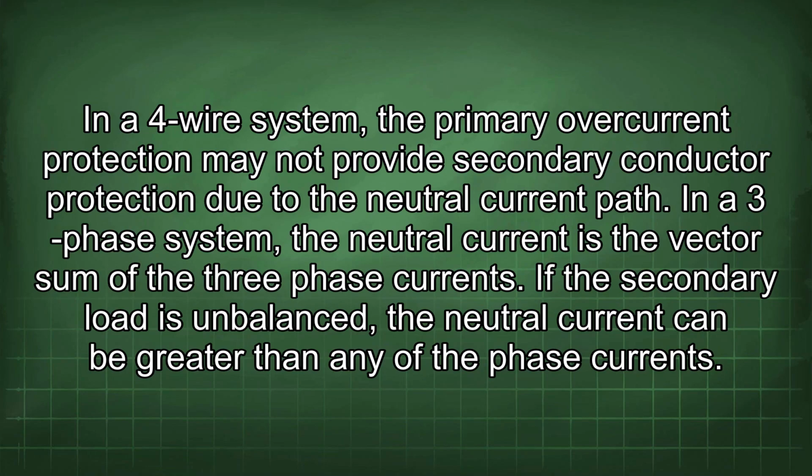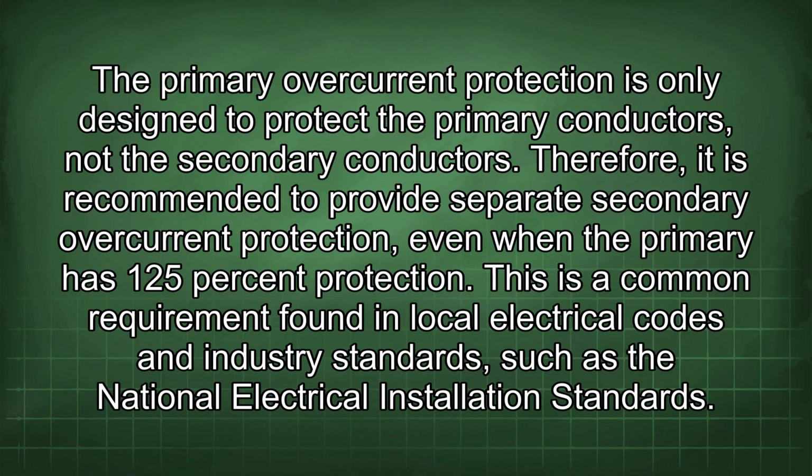In a four-wire system, the primary overcurrent protection may not provide secondary conductor protection due to the neutral current path. In a three-phase system, a neutral current is the vector sum of the three-phase currents. If the secondary load is unbalanced, the neutral current can be greater than any of the phase currents. The primary overcurrent protection is only designed to protect the primary conductors, not the secondary conductors.